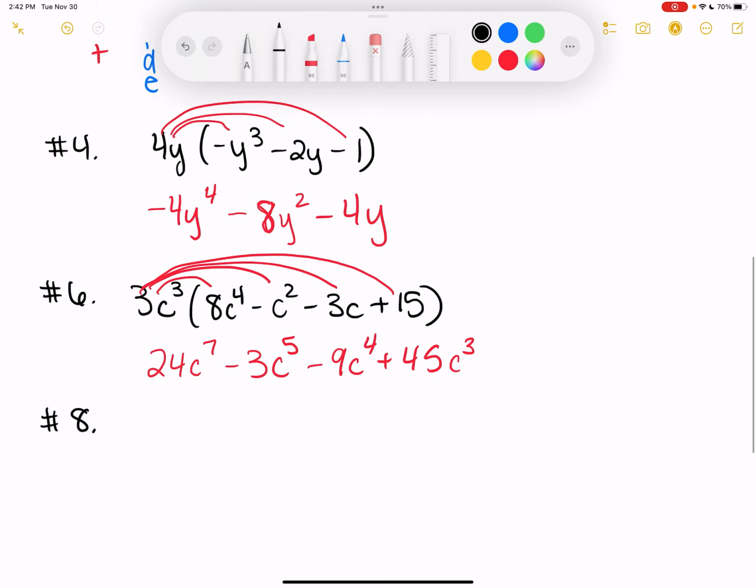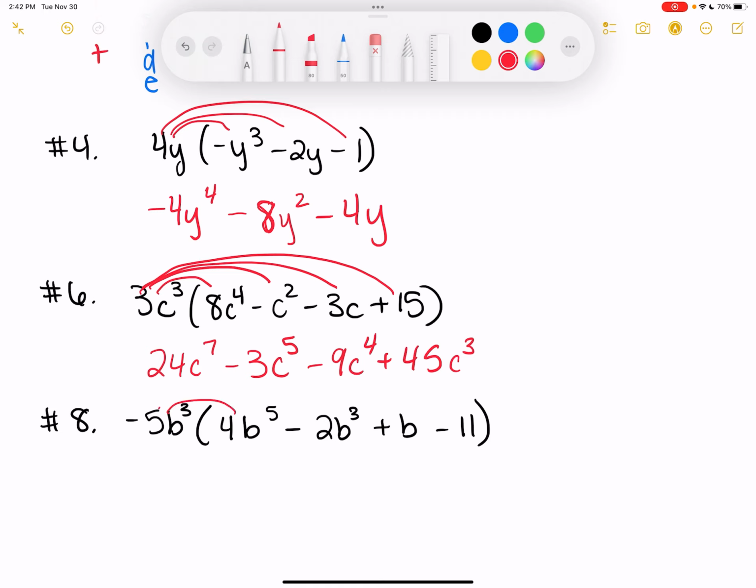All right, number 8. Negative 5b cubed times 4b to the 5th minus 2b cubed plus b minus 11. Hold on, let me write that and then I'll go with you. I'm going to draw my little arches all the way across, and then I'll wait for you.